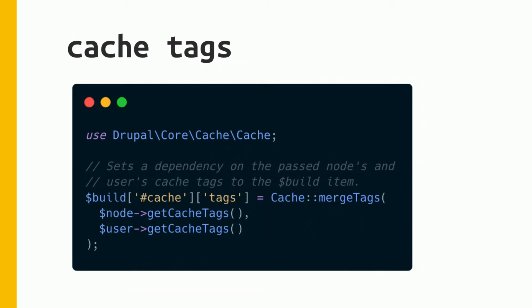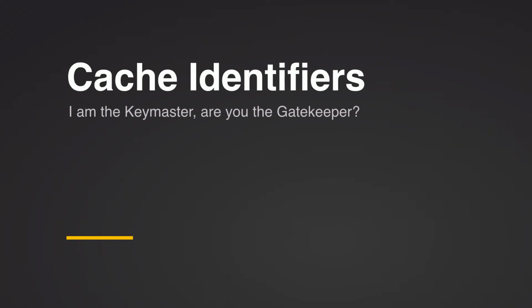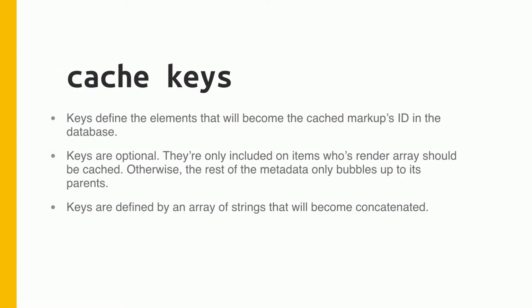The last one we'll talk about are cache identifiers, and these aren't directly a piece of cache metadata. What a cache identifier is, and this is signified by the cache keys element in that cache array, defines what the actual unique ID of this cacheable item is going to be in the database, and it's optional. So if we leave this off, Drupal decides we don't need to actually cache any of this markup. We're just going to pass all of its metadata upstream up to its parent and to its parent. And we'll talk about bubbling here in a little bit.